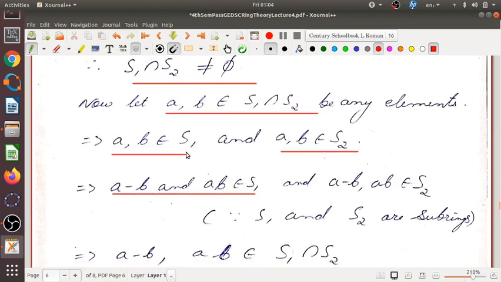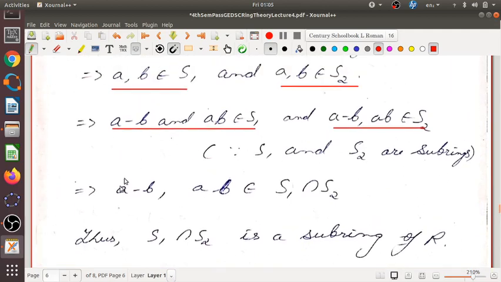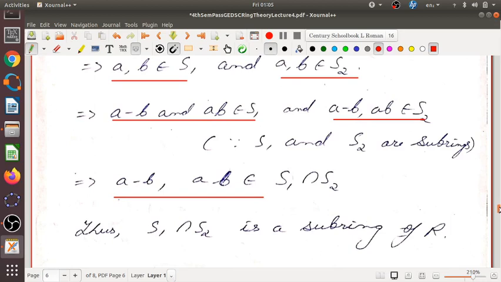Right, so since S1 is a subring, the difference of any two elements and the product of any two elements will belong to S1. Since S2 is a subring, A minus B and AB also belong to S2. So A minus B and AB belong to both S1 and S2, so A minus B and AB belong to S1 intersection S2. Once we get this condition, we can immediately conclude S1 intersection S2 is a subring of R.